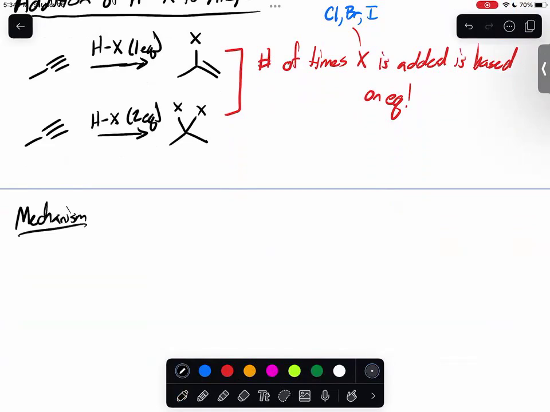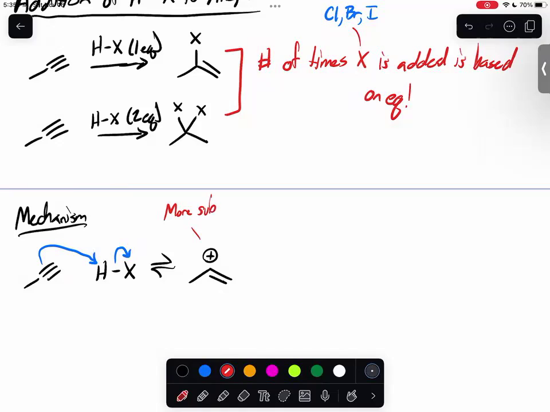The way this looks is essentially our alkyne is going to do what it was meant to do, and it's going to act as a nucleophile, grab that proton, kick out whatever the halogen is, and it's going to generate that carbocation. And as a reminder about this, the more substituted position is still more favorable for the carbocation.